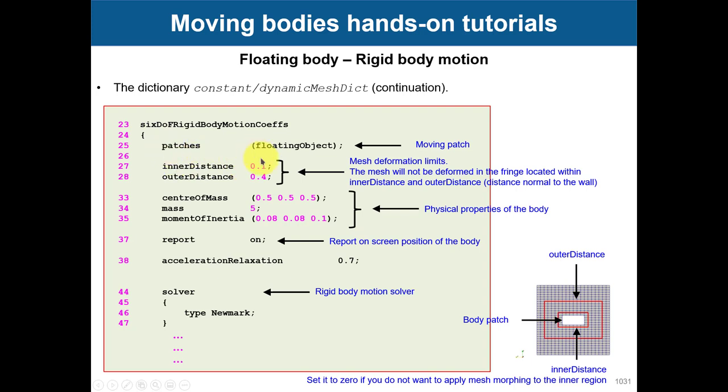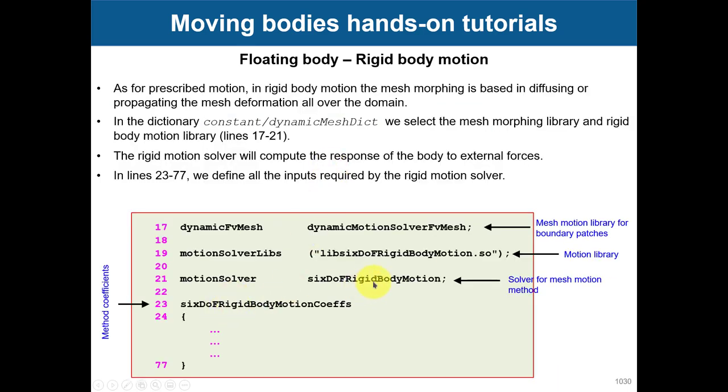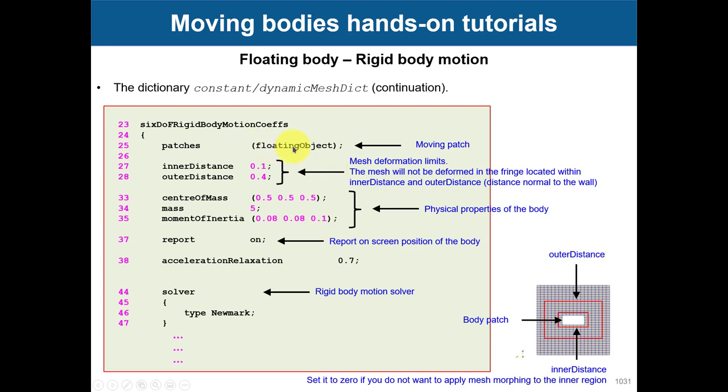So here in patches, you select the wall that you want to move, okay? You put that wall into motion, which, by the way, for this library that we are using, is only one body. These distances are related to the mesh deformation limit. Okay, so here you have some comments. Basically here you are just fixing this distance to be constant. If you put very large values, it's kind of disabling this.